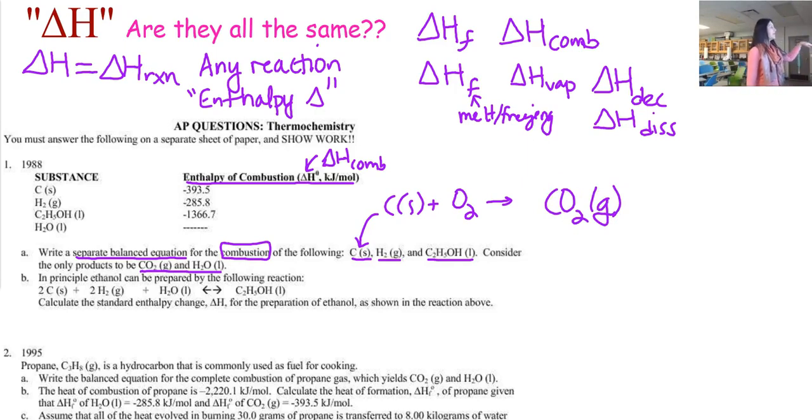So that's the first step, is to write separate combustion reactions. So you're going to do the same thing for the H2 and the C2H5OH liquid, keeping that in mind, okay? Letter B says, in principle, ethanol can be prepared by the following reaction. Calculate the standard enthalpy change delta H for the preparation of ethanol as shown in the reaction above.